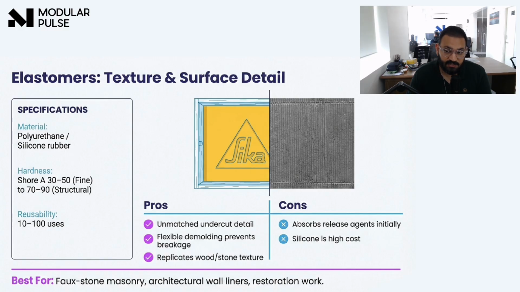We had an architectural project where the architect wanted a facade that looked like natural craggy limestone. The challenge was that the cracks were so deep, a rigid mold would have ripped the face off the panel during stripping. We sourced a specific high-shore polyurethane liner for them. It was tough enough to hold the weight of the wet concrete, but flexible enough to peel away during demolding. They got the aesthetic of the stone with the production speed of a factory line.